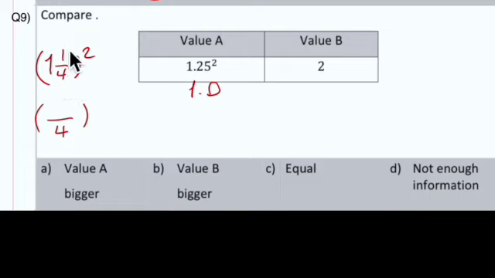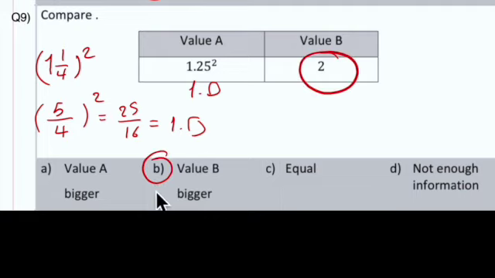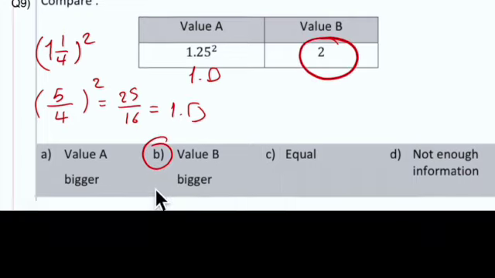1 times 4, which equals 4 plus 1, which equals 5, squared. So it will be 25 over 16. 25 over 16, this is 1 point something. So the value of B is greater. So the answer is B. Let's move to the next question.